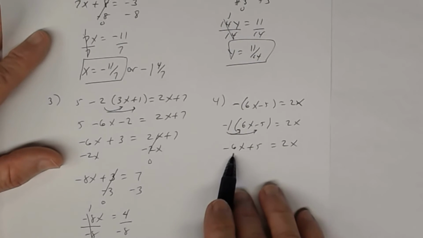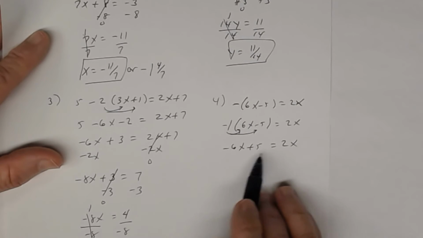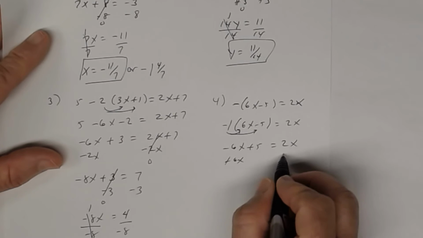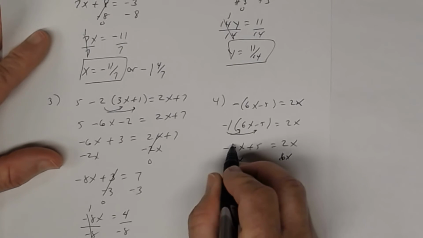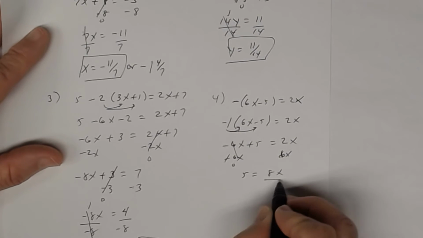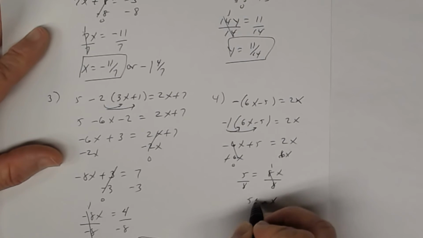Okay, so the best way to solve this one is to bring the variable terms to the other side. It'll save you some steps. So adding 6x to both sides, combining like terms, I get 5 equals 8x, and then finally dividing both sides by 8. 8 divided by 8 is 1. 1 times x is x. I get x to be 5/8.